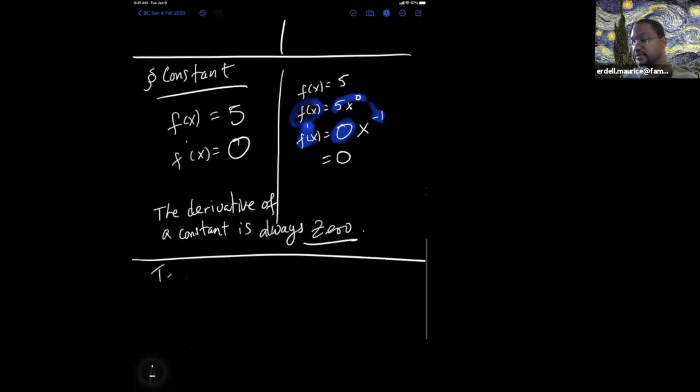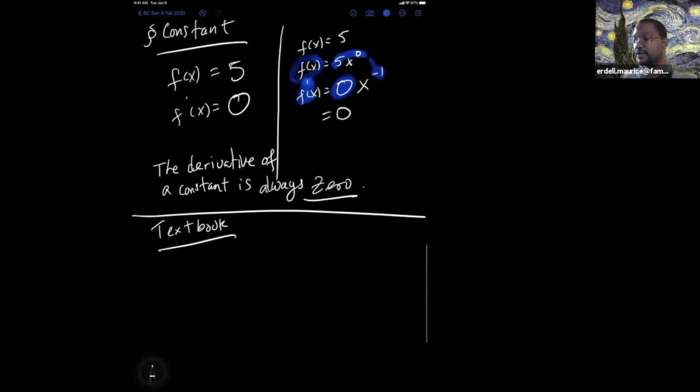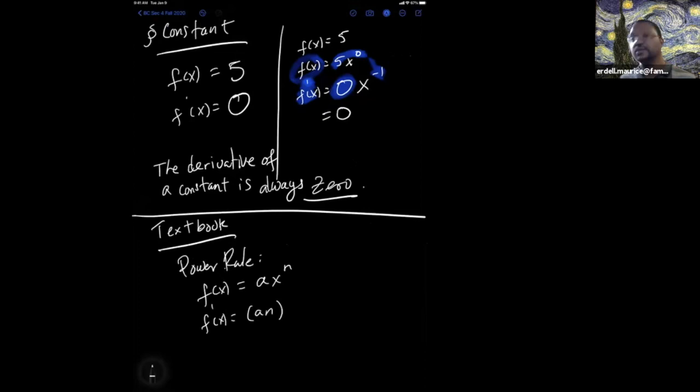In your textbook, how many of you will be reading your textbooks? In your textbook, if you look up the power rule, it will be written like this for you. f of x is equal to coefficient times x raised to a power. Then the derivative would be: multiply the coefficient by the power, and then I have x raised to the n minus 1 power. Again, this is exactly what we have been doing up until this point, yes?